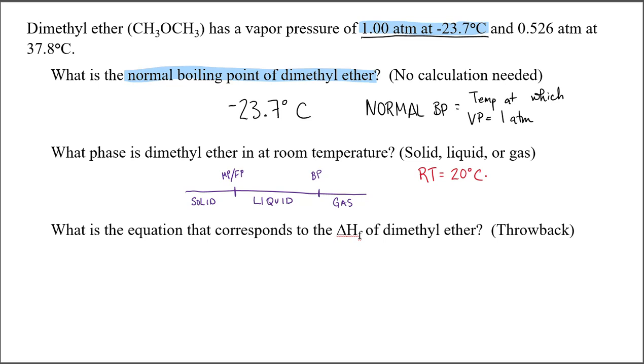I'm so sorry, I just lost my train of thought. The melting point for this. Oh, I'm sorry, I got it. The boiling point for this is negative 23.7 degrees Celsius, above which it's a gas, below which it's a liquid and a solid. So dimethyl ether at room temperature, we are well above that boiling point. We're well above negative 23.7 degrees. And so that means that this compound is a gas at room temperature.